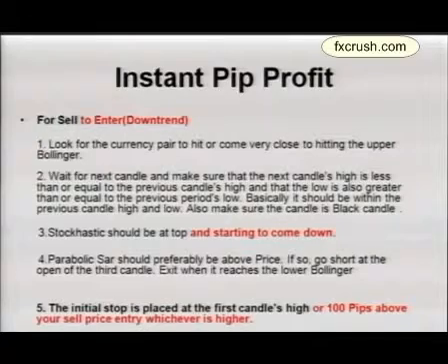Now let's look at the selling side. For selling, you look for the currency pair to hit or come very close to hitting the upper Bollinger.